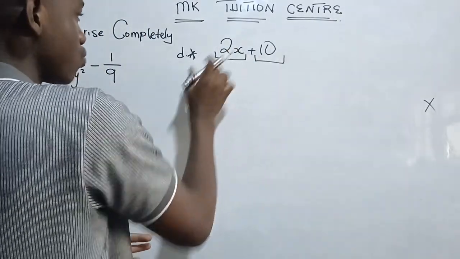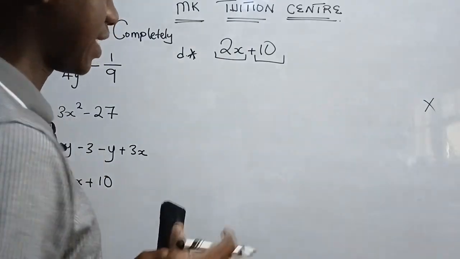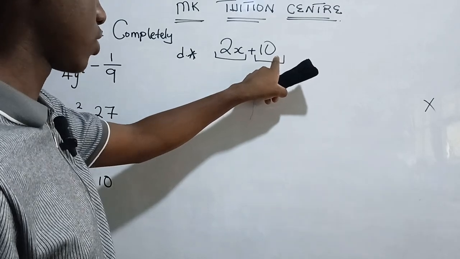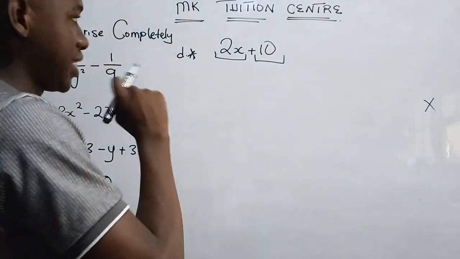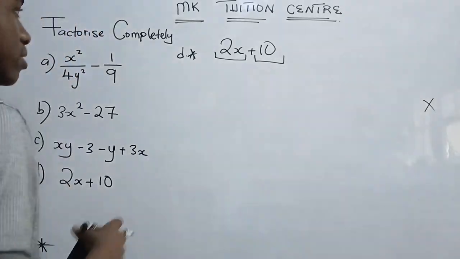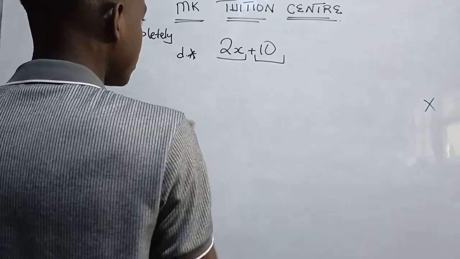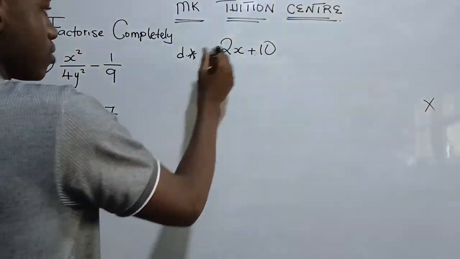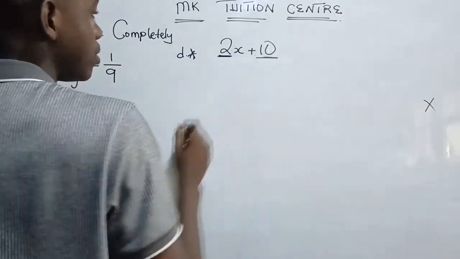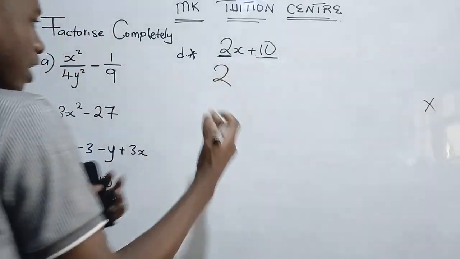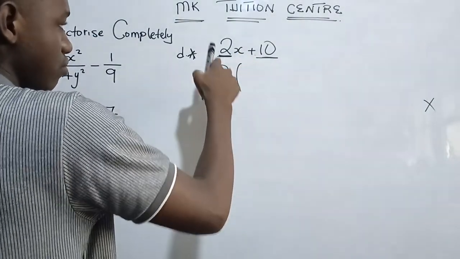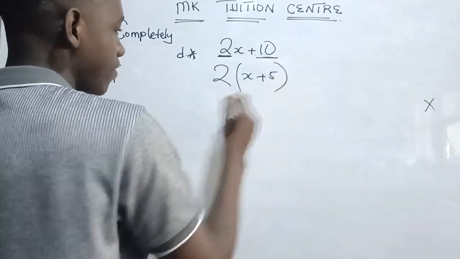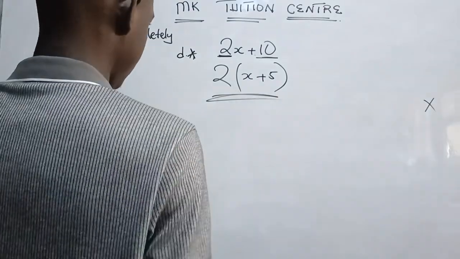Between these two, what is common? Let's check out the letters first. We have letter x here, but this side we don't have x, so x is not common, but among the numbers we can find a common number. That number is 2, so you can say 2 is common in this case. 2 can go into 2 and 2 can go into 10, so we're going to have 2 outside. 2 into 2x will give us x, 2 into 10 will give us 5. That is how we do it.